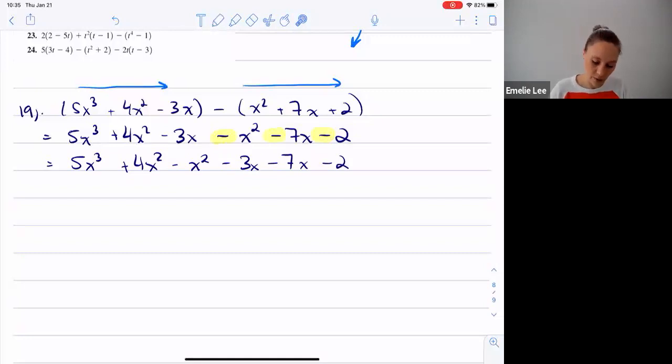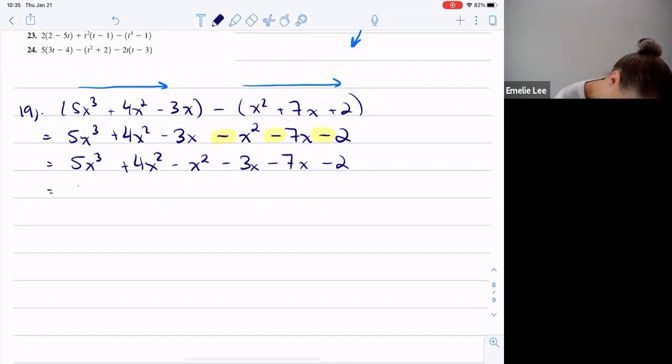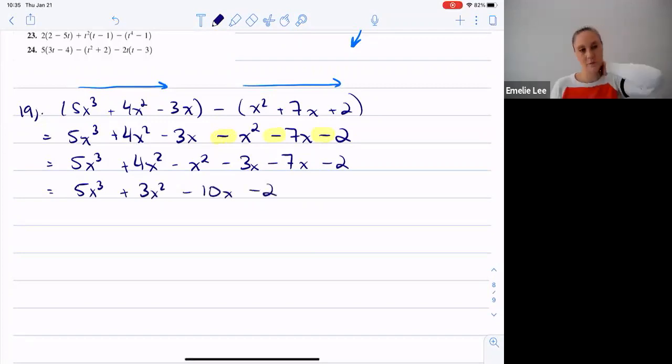Now, whether you want to pull out that common multiple of x squared and then deal with the coefficients, that's fine. Technically, that's what we're doing. But I just go 4 minus 1 makes 3x squared, and then minus 3 minus 7 minus 10x. So I end up with 5x to the 3 plus 3x squared minus 10x minus 2. And then I'm done.